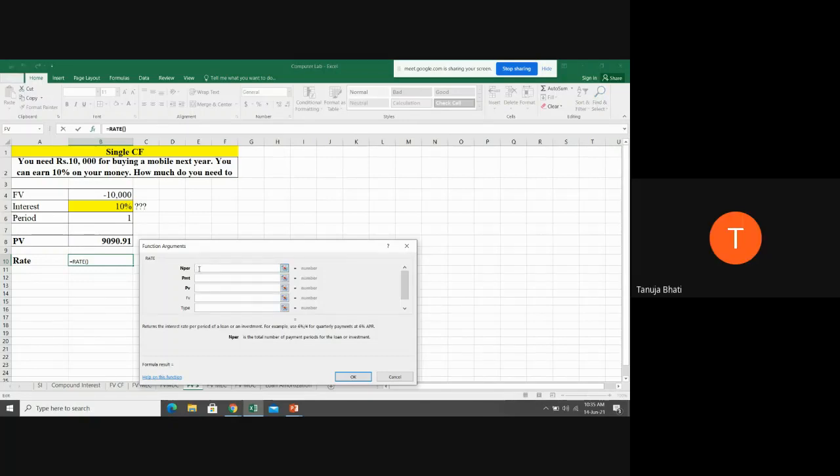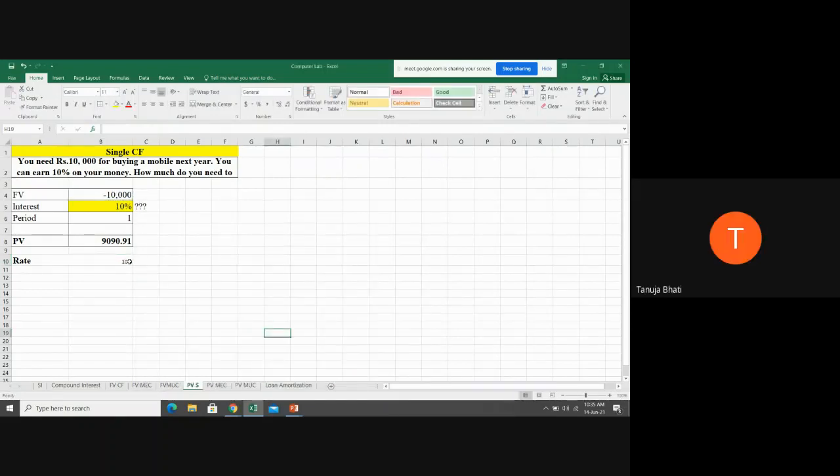Now n per. Tell me which cell am I supposed to select for n per? B6. Very good. PMT, what do I need to select? 0. Very good. PV, which cell do I need to select? B8. Very good. FV? B4. Very good. And I just need to click on OK.